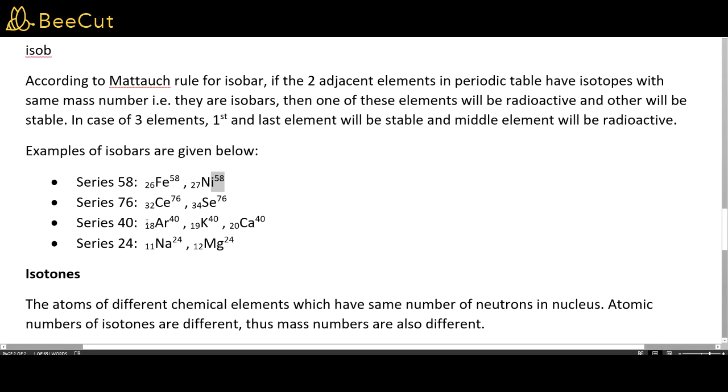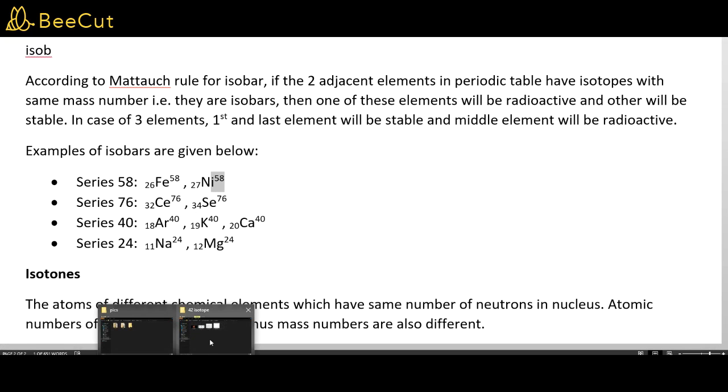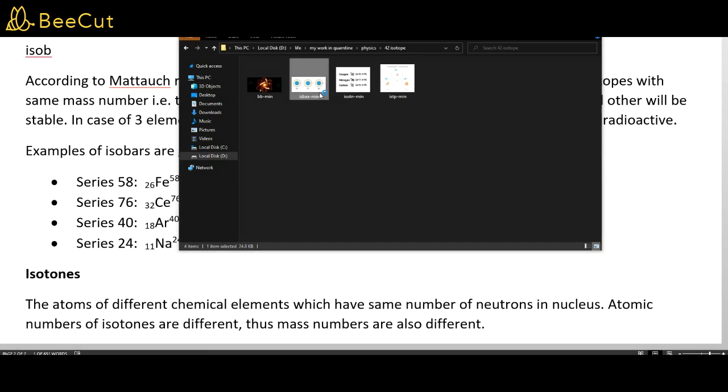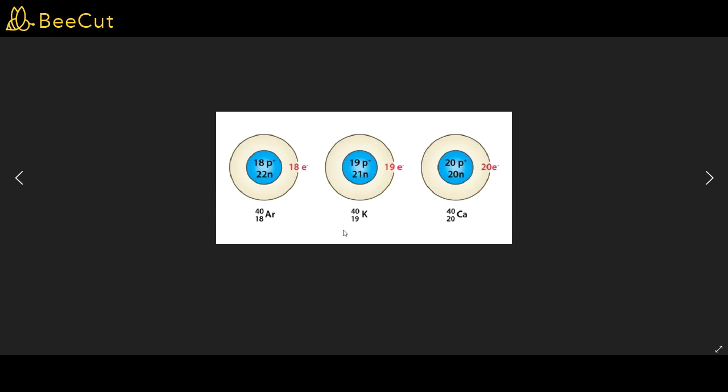Similarly, the next examples are given over here, cesium, and for more understanding you can see this one. These are isobars of each other: they have different proton numbers and different neutron numbers, but when they sum up, the result is the same. That is, in the case of calcium it is 40, in the case of krypton 40, and in the case of Ar, that's also 40.